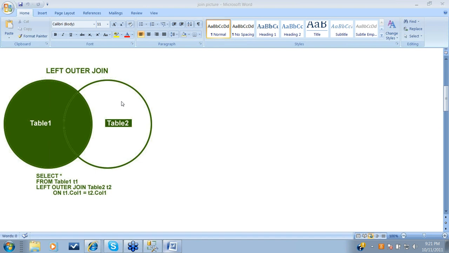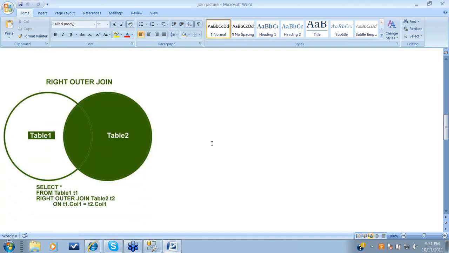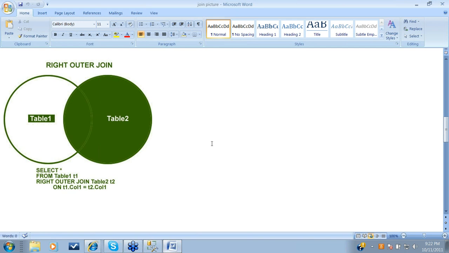Okay, let's take a look at that. So that's one of the reasons why I said once you understand the left outer join, it will take less than 1 second to understand what a right outer join is. Since you say right outer join, you are going to get all the records from table 2, irrespective of whether there is a corresponding match in table 1. If there is a match, it will also be displayed.